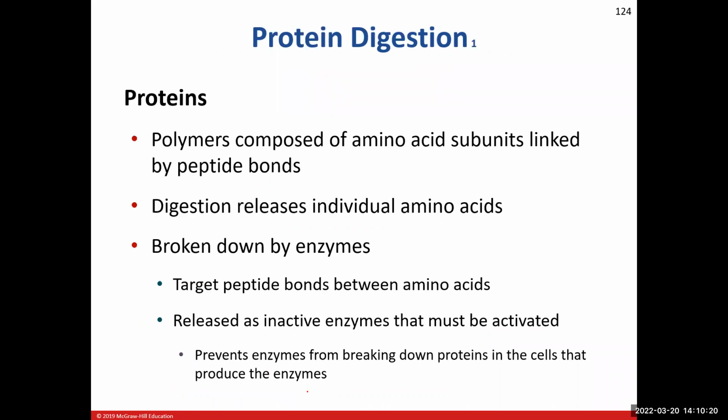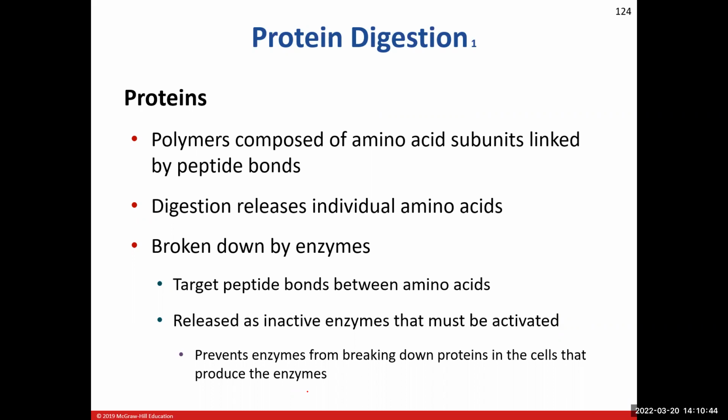All right, protein digestion. Let's move on to our next macromolecule, proteins. Proteins can be a bear, but we'll talk about how we are going to break down proteins in a moment. Keep in mind, when we are undergoing digestion, we are starting with a big molecule, a big structure, and we're going to break it down into a smaller structure.